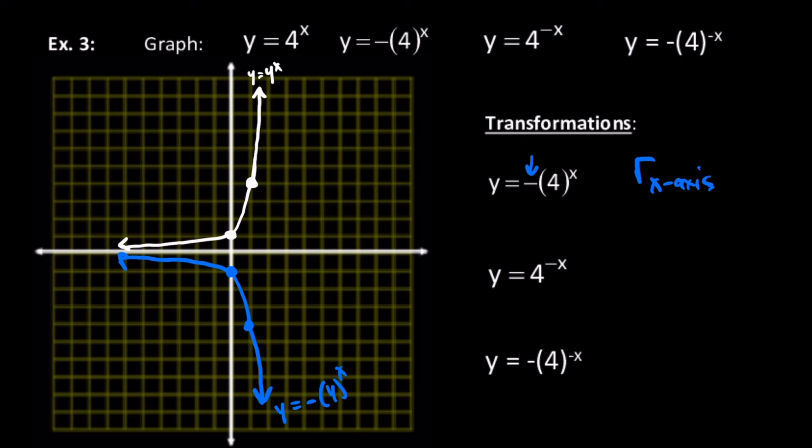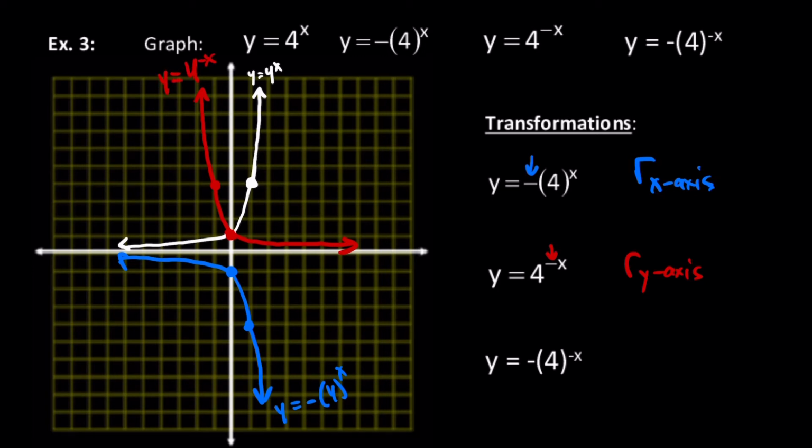Okay, if our negative is inside the function, that is a reflection in the y-axis. So now if I take a reflection of the original graph in the y-axis, (0, 1) stays there, (1, 4) becomes (negative 1, 4). So that graph kind of looks like this. So that's y equals 4 to the negative x.